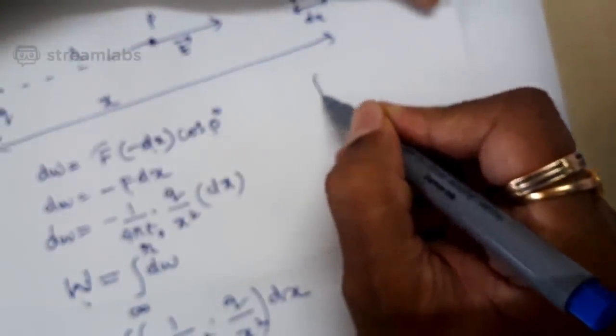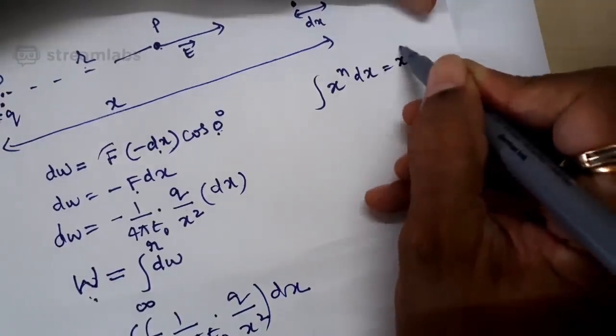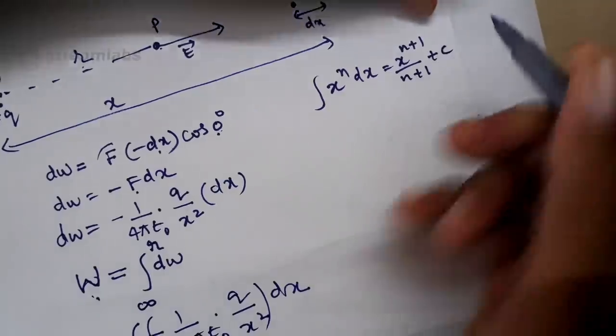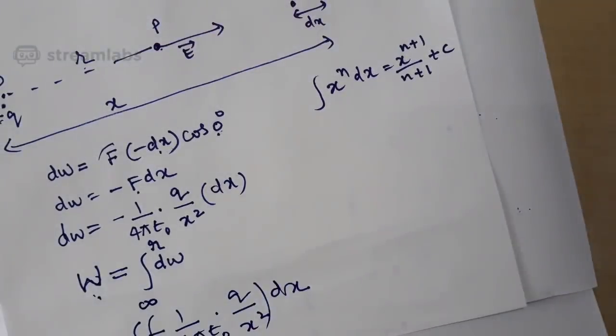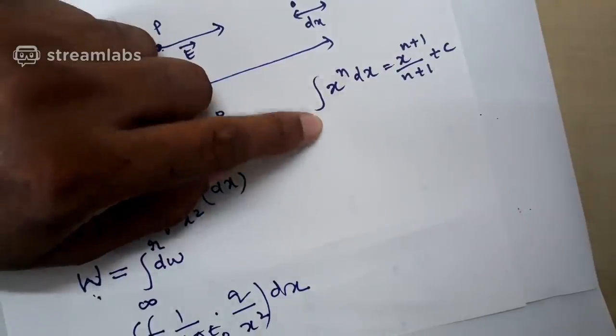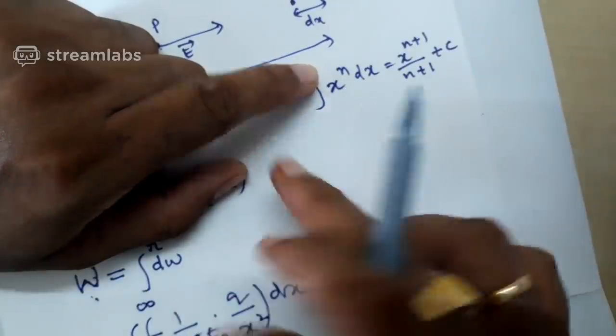Basic formula of integration. Integration of x to the power n dx is equal to x to the power n plus 1 by n plus 1 plus c. I'll repeat. This is read as integration of x to the power n dx is equal to x to the power n plus 1 by n plus 1 plus c, where c is called the integration constant. This is actually an indefinite integral.